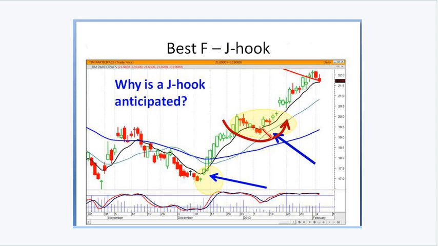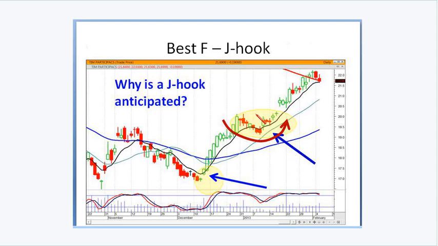And then look what happened over here. Right at the T line, we have a kicker signal, one of your strongest signals. So what's our target at this point? Well, if this is wave 1, wave 3 should take us right up here to the 200-day moving average.